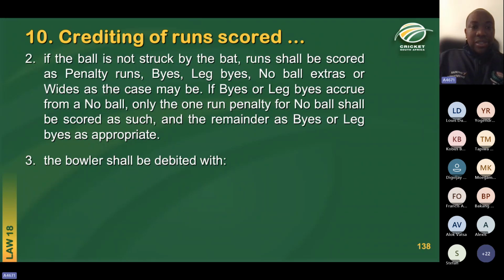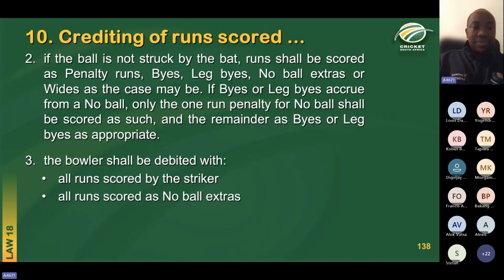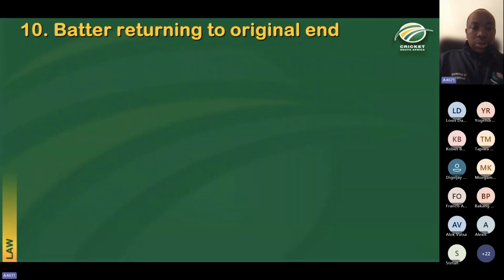Who are the runs counted against? Law tells us that the bowler shall be debited with all runs scored by the striker, and all runs scored as no ball extras. Why? Because it is generally the bowler's fault when a no ball is bowled. All runs scored as wide shall go against the bowler, similar to no balls.